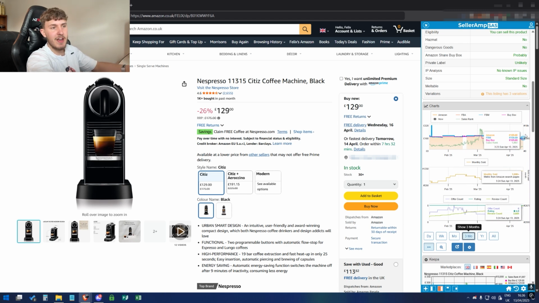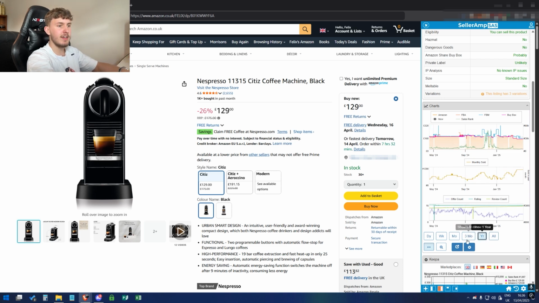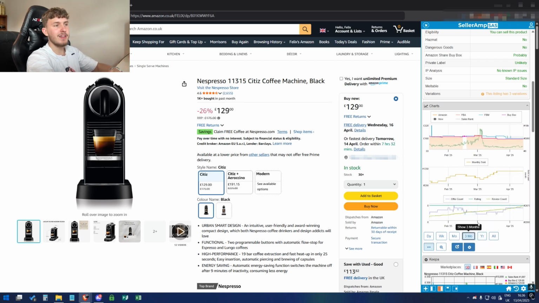But the reason is fairly easy to spot. It's currently at 129 quid. Previously it was at like 150, 160, 170. So that small drop in price has just made a lot more buyers click that buy now button.